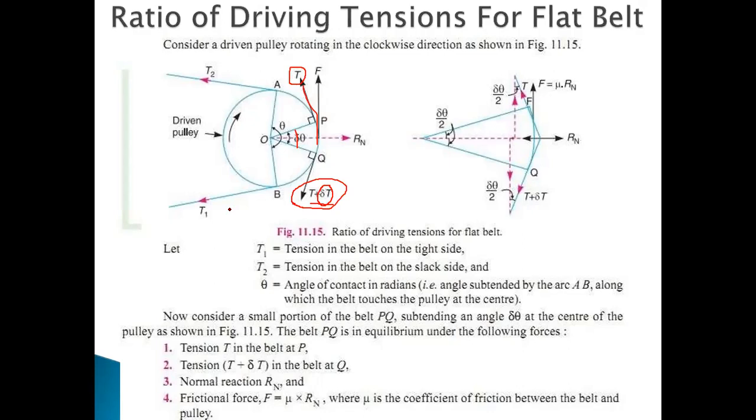So as per this assumption, in the equilibrium conditions, the forces which are produced are: tension T in the belt at P, or you can say in the slack side. At the tight side, or you can say at Q, the tension which is produced is T plus delta T. The normal reaction which is generated is Rn. The frictional force which is generated is F, which is equal to mu into Rn.